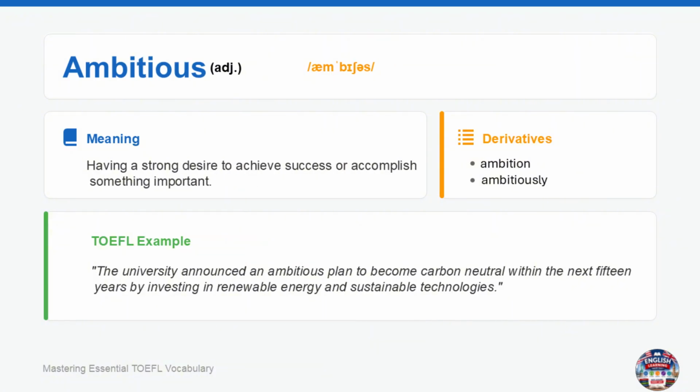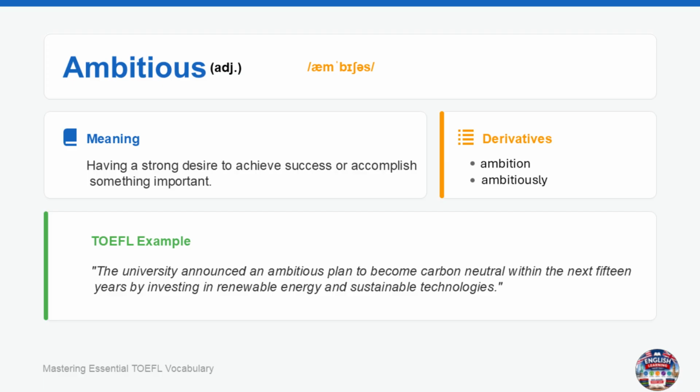Now, let's continue with the remaining 5 words for today's lesson. Our 6th word is ambitious. Listen carefully. Ambitious. Excellent. Ambitious means having a strong desire to achieve success or accomplish something important. So an ambitious person always tries to reach challenging goals? Exactly. Being ambitious often motivates people to work hard and improve themselves.